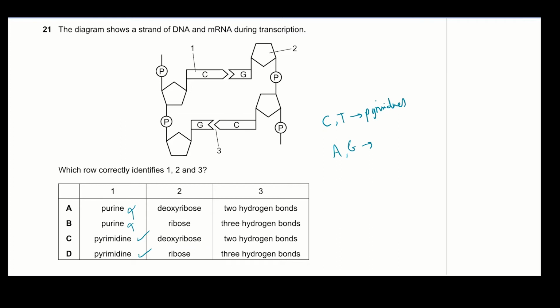It's either 2 hydrogen bonds or 3 hydrogen bonds. Here we have guanine and cytosine. And we all know it's a general rule that guanine binds to cytosine via 3 hydrogen bonds and adenine binds to thymine via 2 hydrogen bonds. So we all know the answer is going to be 3 hydrogen bonds. Therefore, 2 must be ribose, so the answer is going to be D.